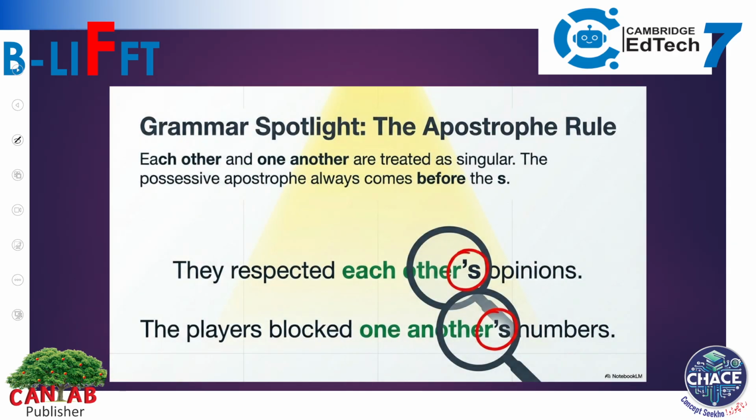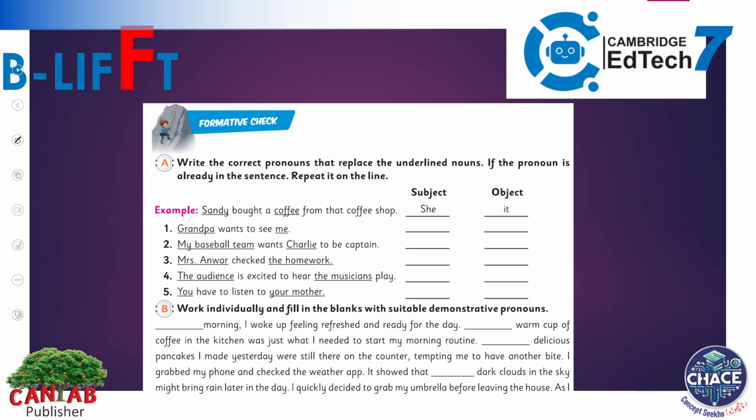Then the apostrophe rule. Here's a rule for you. Each other and one another are treated as singular. The possessive apostrophe always comes before the s. They respected each other's opinion. Here we use an apostrophe. The players blocked one another's numbers.